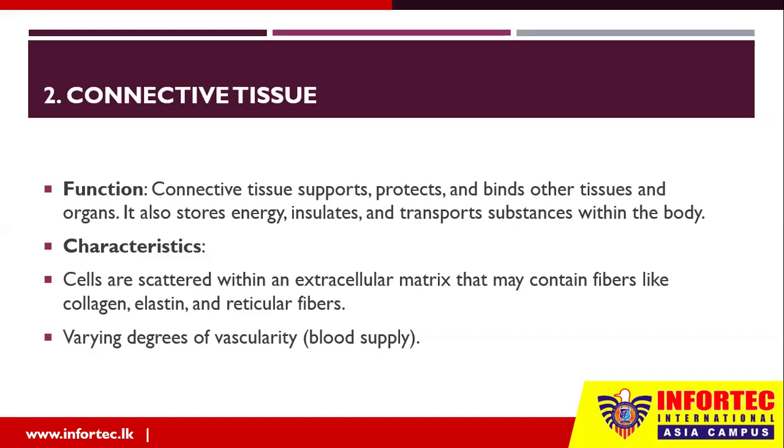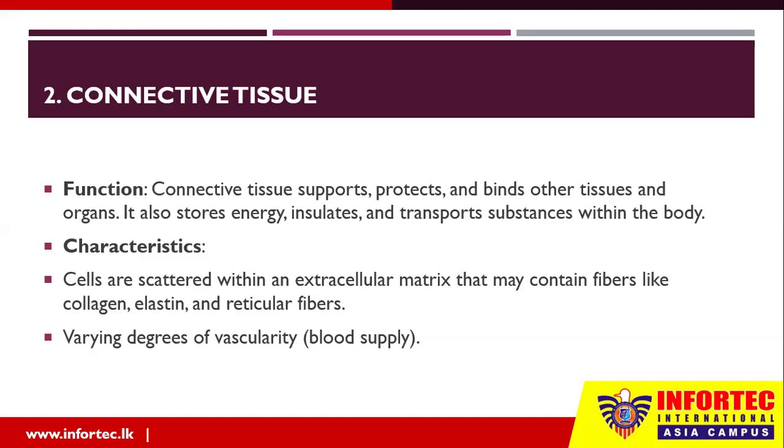Other than that, these connective tissues provide immune defense. For example, when we take white blood cells in our connective tissue, they will provide us immunity, right? As the characteristics of this connective tissue, there are cells which are scattered within the extracellular matrix that may contain fibers like collagen, elastin, and reticular fiber.